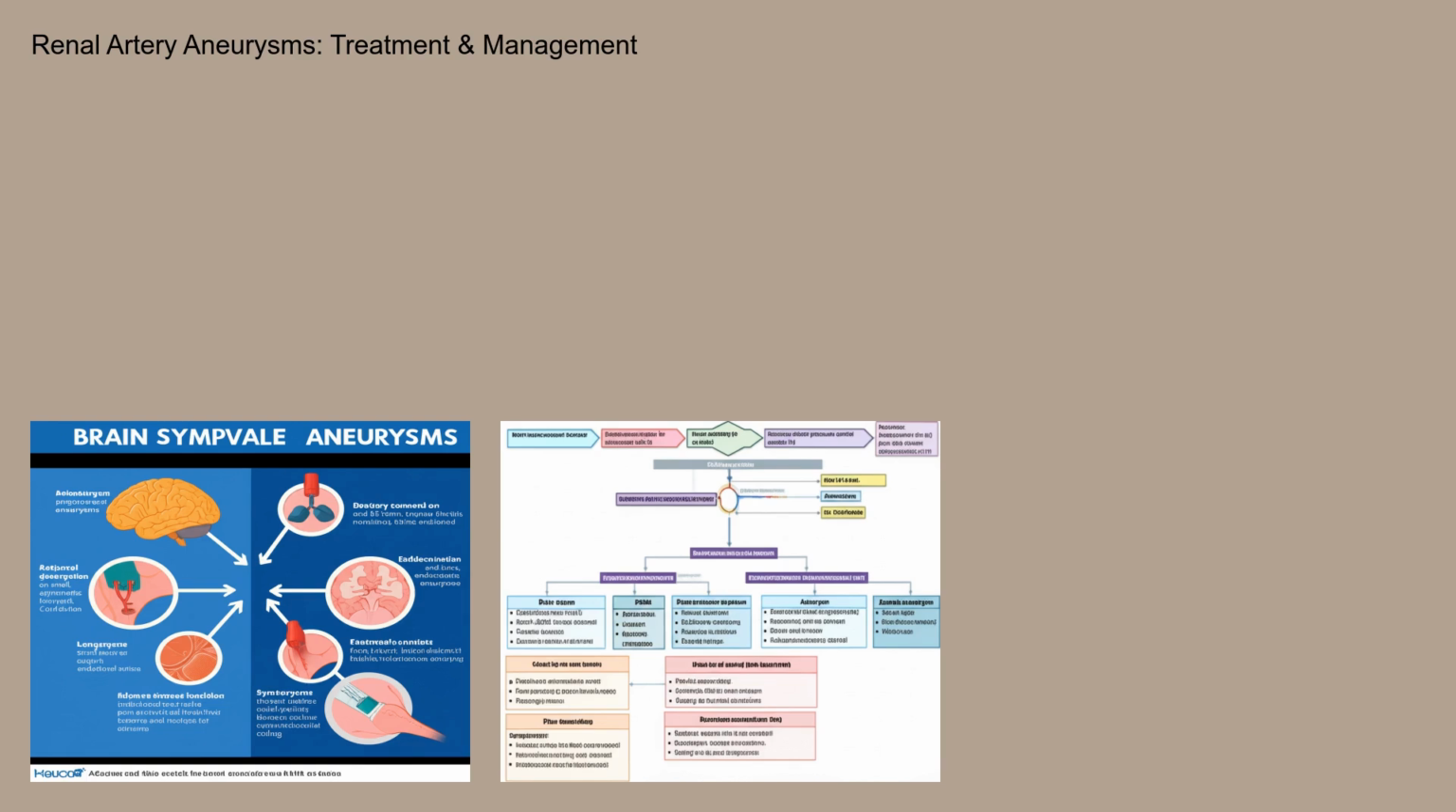The treatment and management of renal artery aneurysms depend on several factors, including the size, location, and symptoms of the aneurysm, as well as the patient's overall health. Small, asymptomatic aneurysms may be monitored with regular imaging scans to watch for growth. Larger aneurysms, or those causing symptoms, often require intervention. Treatment options include endovascular repair, where a stent graft is placed inside the aneurysm to reinforce the artery wall, and open surgical repair, where the aneurysm is surgically removed or bypassed. The choice of treatment depends on the aneurysm's characteristics and the surgeon's expertise. Medication to control high blood pressure is also an important part of management.